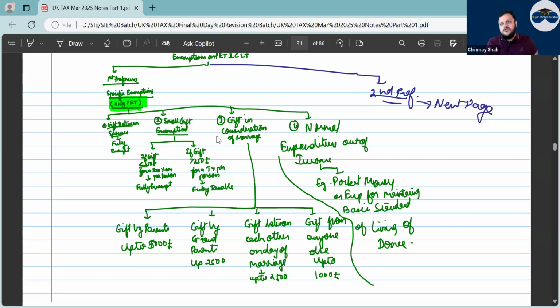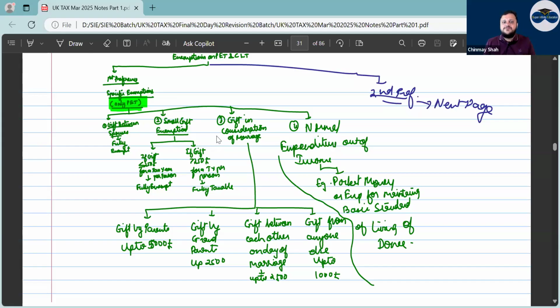And when it comes to small gift exemption, what is it? If a gift of less than 250 pounds per person per year is given to any person, it will be exempt. Less than 250. If it is more than 250, fully taxable gift, correct? So first, for the transfer of value, you utilize the specific exemption first. Then going to the second preference.